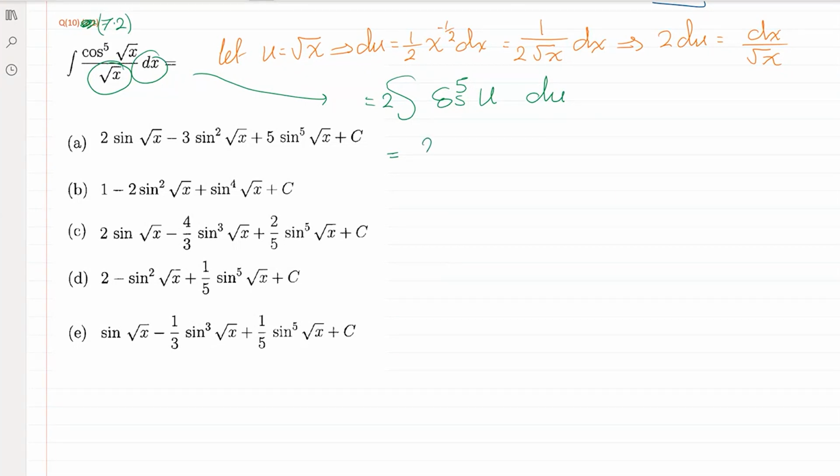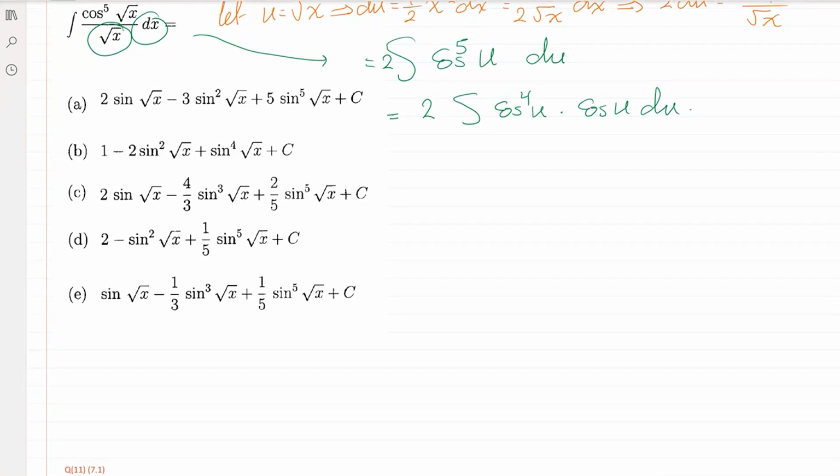Now I will try to split this one as follows. I will try to write 2 integral. This is cosine power 5. So if you have an odd power of the trigonometric function, like cosine or sine, just try to write it as cosine power 4 of u times cosine u du. And cosine power 4 is cosine square all squared. And cosine square, as you know, is 1 minus sine square. So you can write it as cosine square u all squared, right?